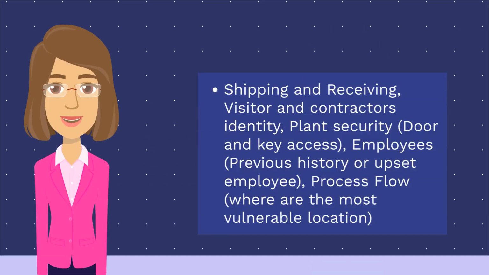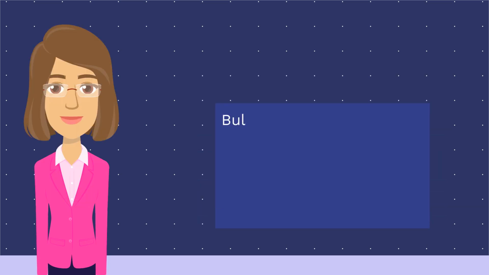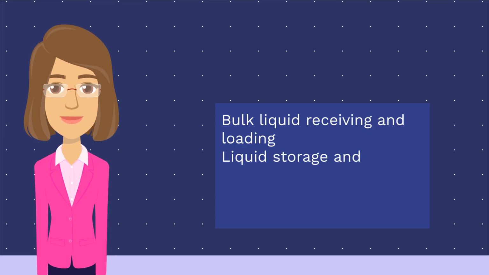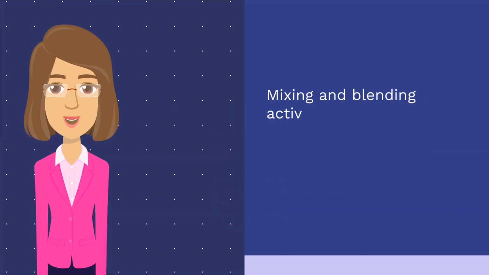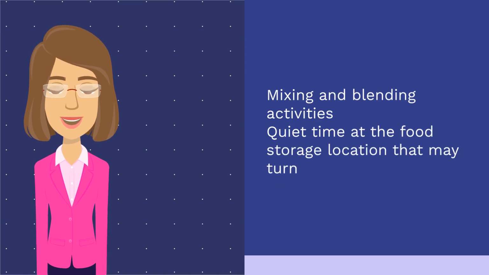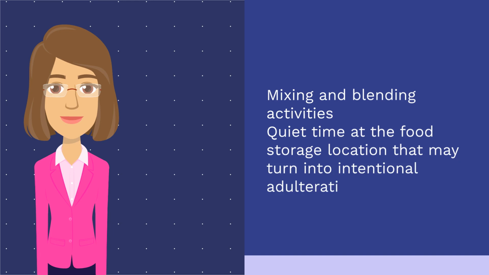Shipping and receiving, visitor and contractor's identity, plant security, door and key access, employees, previous history or upset employee, process flow, where are the most vulnerable locations. Bulk liquid receiving and loading, liquid storage and handling, secondary ingredient handling, mixing and blending activities, quiet time at the food storage location that may turn into intentional adulteration opportunities, etc.